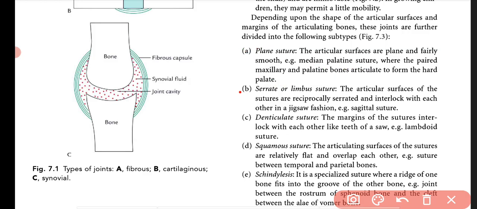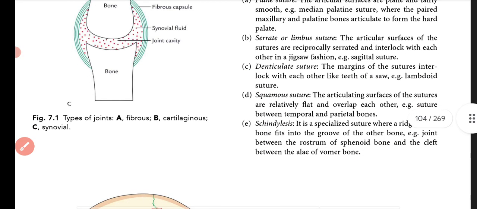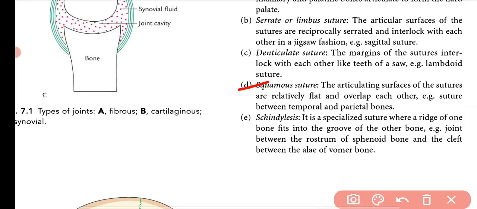Okay. Number two is the serrate suture. Here the articular surfaces of the suture are reciprocally serrated and interlock with each other in jigsaw fashion, such as the sagittal suture. Number three is the denticulate suture. The margins of the sutures interlock with each other like the teeth of a saw, such as the lambdoid suture. Number four is the squamous suture. The articulating surfaces are relatively flat and overlap with each other, such as the suture between the temporal and parietal bone.